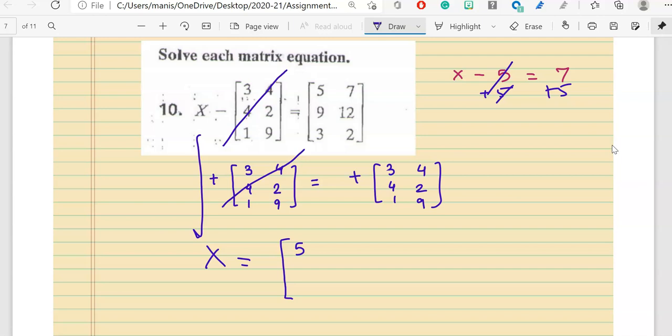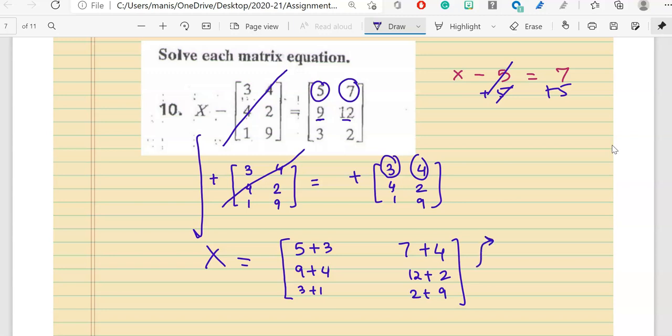And you know how to add the two matrices. You take your first element 5, put the plus sign over here, and take the corresponding element 3. Then this says 7, plus sign, because this is a plus sign over here, and I will take the corresponding element 4. Similarly, I will take 9 plus 4. Then I will take 12 plus 2. Then I have 3 plus 1. Then I have 2 plus 9.